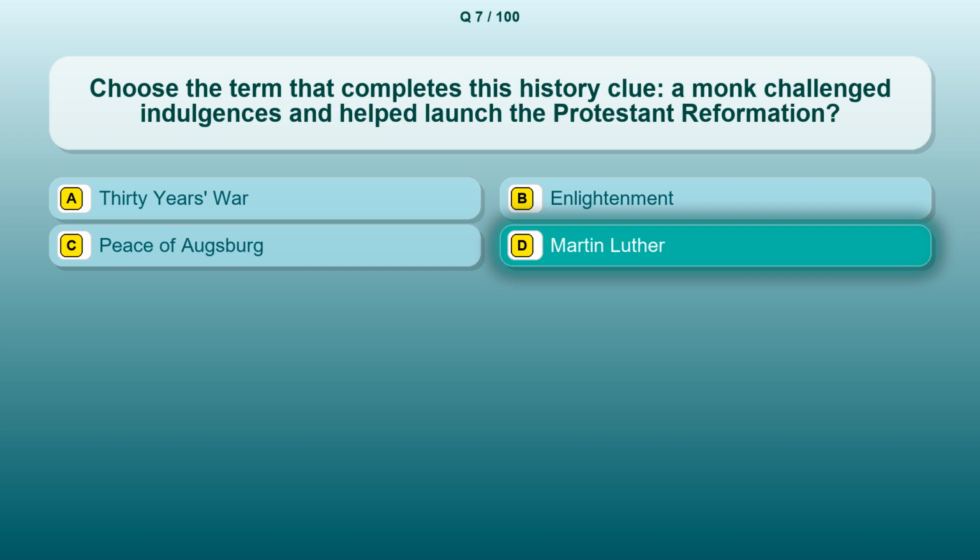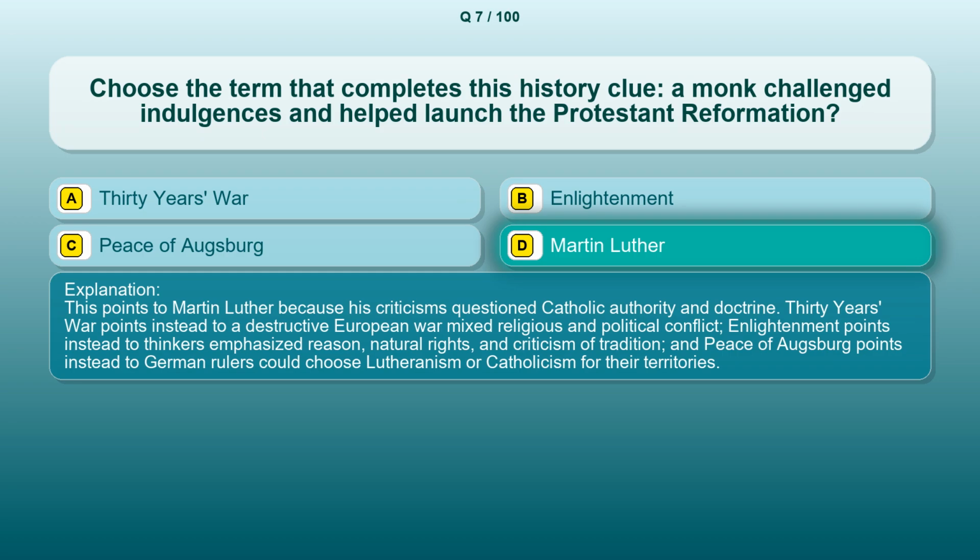The correct answer is option D, Martin Luther. This points to Martin Luther because his criticisms questioned Catholic authority and doctrine. 30 Years' War points instead to a destructive European war, mixed religious and political conflict. Enlightenment points instead to thinkers emphasized reason, natural rights, and criticism of tradition. And Peace of Augsburg points instead to German rulers could choose Lutheranism or Catholicism for their territories.